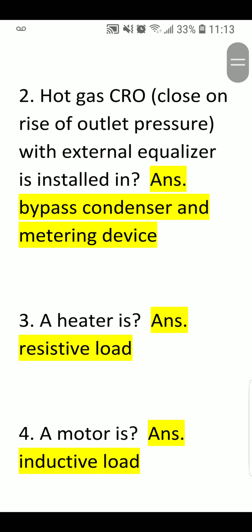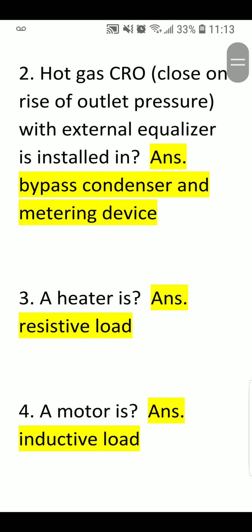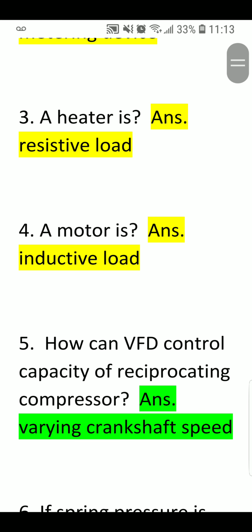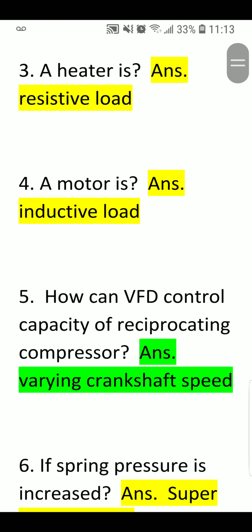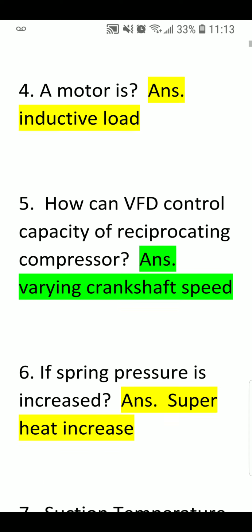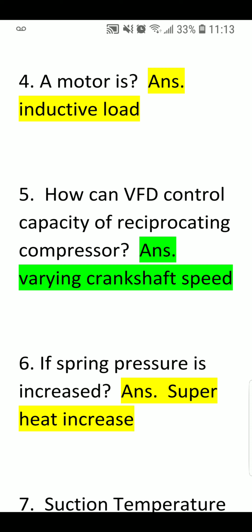Number 2. Hot gas CRO close on rise of outlet pressure with external equalizer is installed in. Answer: bypass condenser and metering device. Number 3. A heater is. Answer: resistive load. Number 4. A motor is. Answer: inductive load.